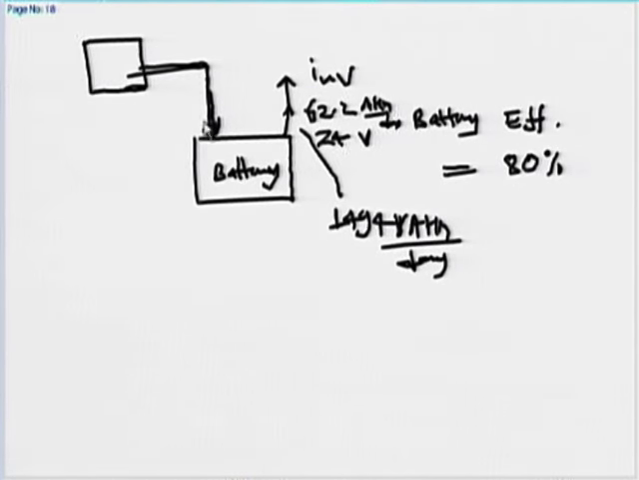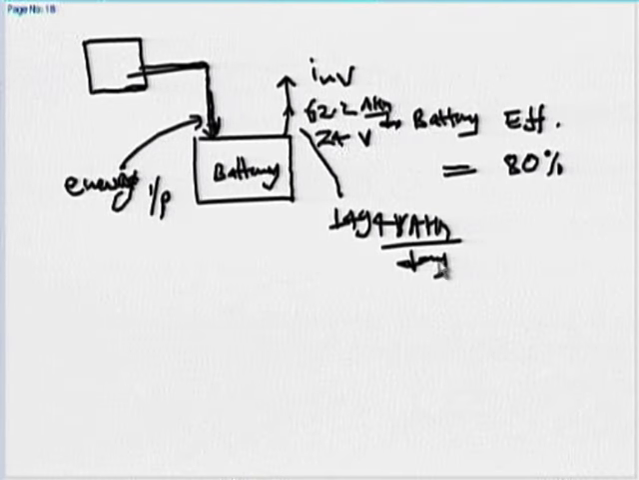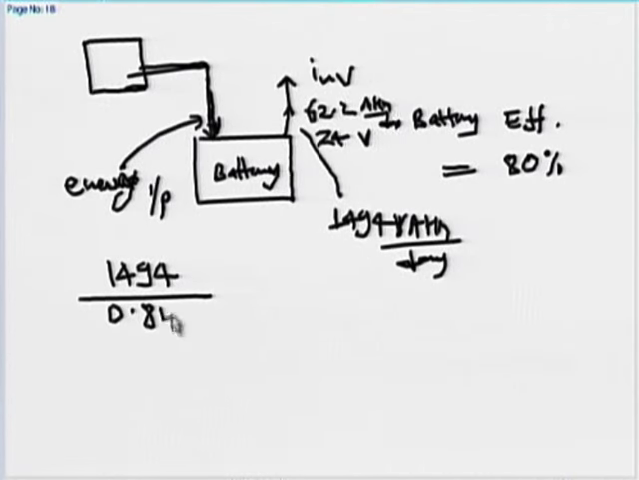Now the energy input should be higher because of the battery efficiency. I am taking a battery efficiency of 80%, so my energy input should be 1494 divided by 0.80, and you will get how much?